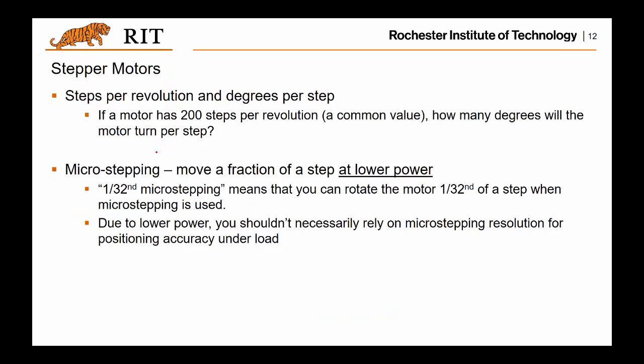So the steps per revolution, basically, you could have two pieces of information given. One is steps per revolution and the other is degrees per step. So if a motor has 200 steps per revolution, then how many degrees will the motor turn per step, right? So let's look at it.